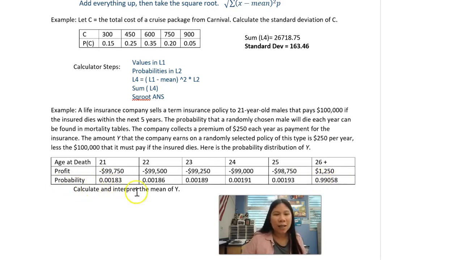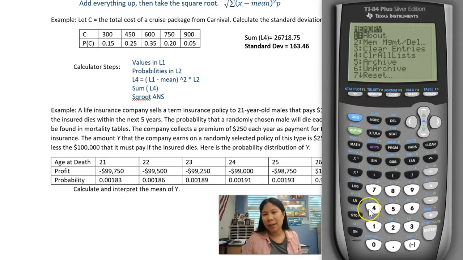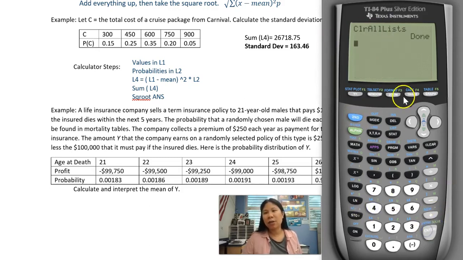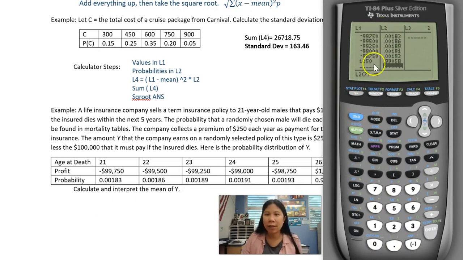So here, we're going to try to calculate and interpret the mean of y, and then we're also going to calculate and interpret the standard deviation. I'm going to do everything in the calculator today, so if you have stuff in your lists already and you want to clear everything out really quickly, remember we can do second plus sign number 4. We'll clear all lists, hit enter, and then it's done. So now when you go into your list, everything should be clear, and we can start typing in our new data. So we are looking at the profit along with its probability to talk about the amount that the company would earn. So our first number is going to be the negative 99,750, and so on. Okay, so I've got everything in L1, L2.